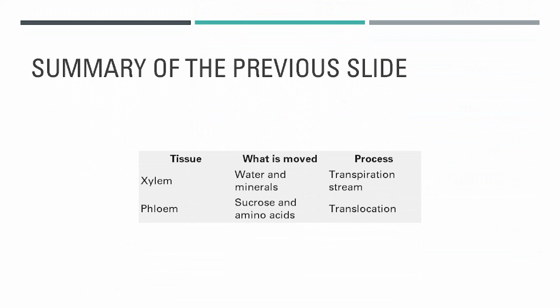So let's have a brief summary of the previous slide. Tissue: xylem. What is moved? Water and minerals. Process: transpiration stream. Tissue: phloem. Sucrose and amino acids. Process: translocation.